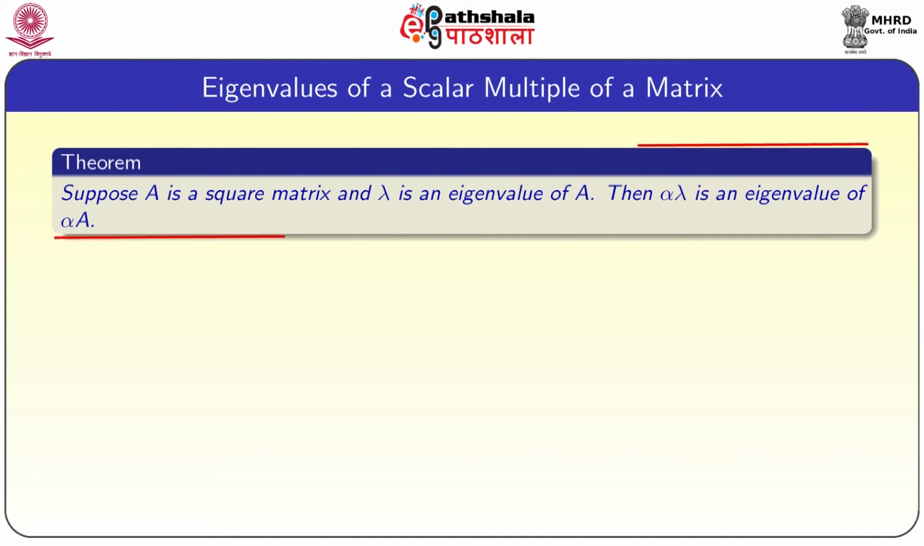Now, eigenvalues of a scalar multiple of a matrix. Suppose A is a square matrix and lambda is an eigenvalue of A, then alpha times lambda is an eigenvalue of alpha times A.